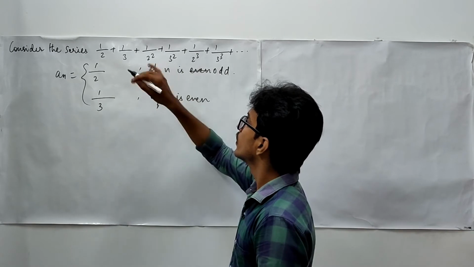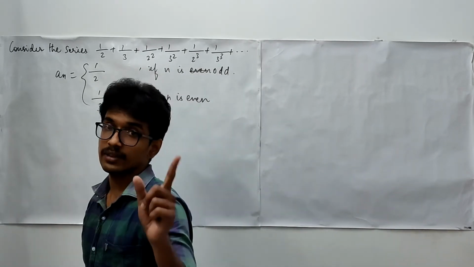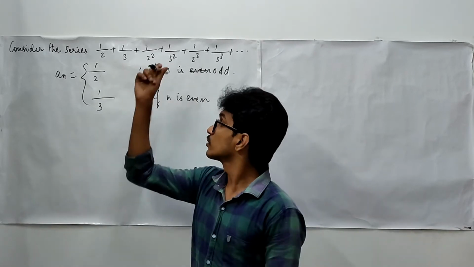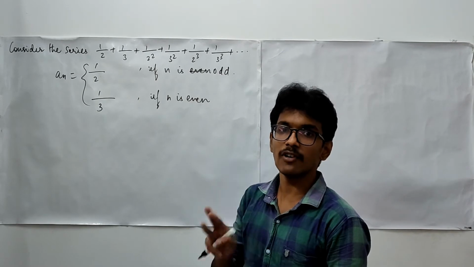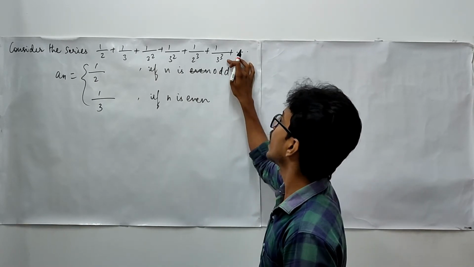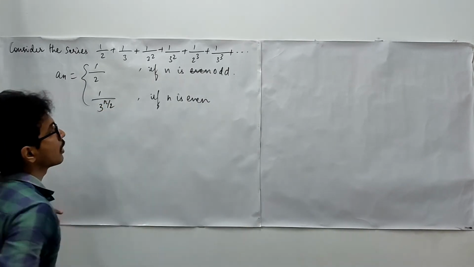Here the third term gives you 2 power 2. So here we are not going to have n. Right? So here fourth term we have 3 square. So half of 4 is 2. Similarly half of 6 is 3. So here the problem is solved. It is n upon 2.